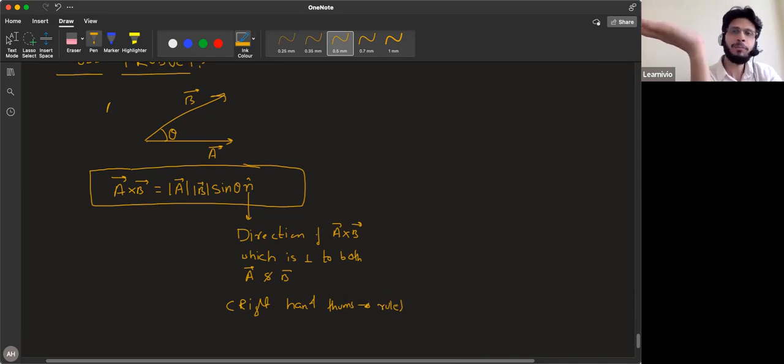Take your right hand, place it in the direction of vector A and curl it towards B. This thumb will give the direction of A cross B. So this is how we apply the right-hand rule.